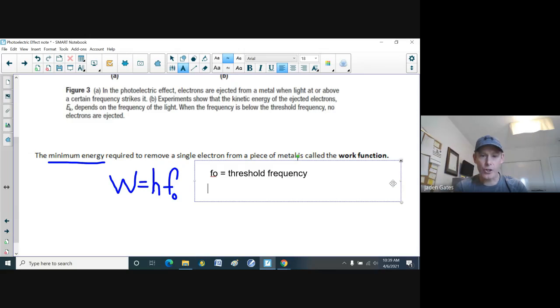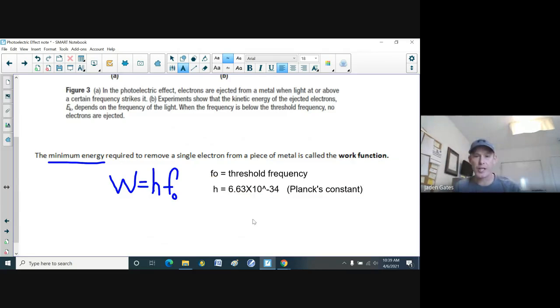Now h, lucky for us, is a constant. It is 6.63 times 10 to the power of negative 34. The units, I don't worry about the units, but they're joule seconds. And this is what's called Planck's constant, named after the gentleman who found this effect or phenomenon. So that's Planck's constant. That always stays the same.